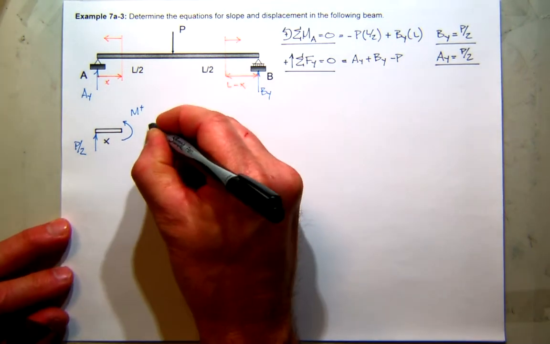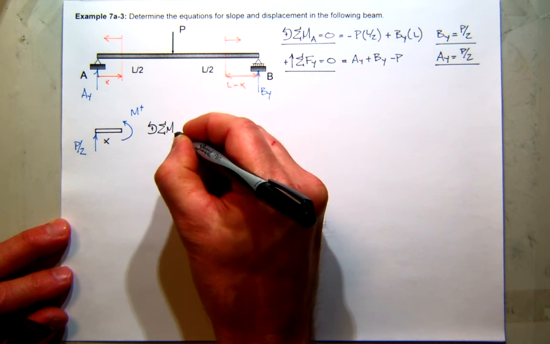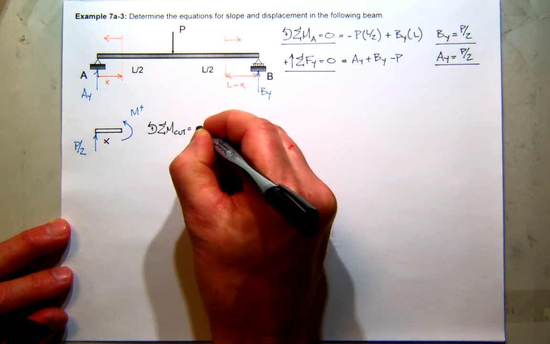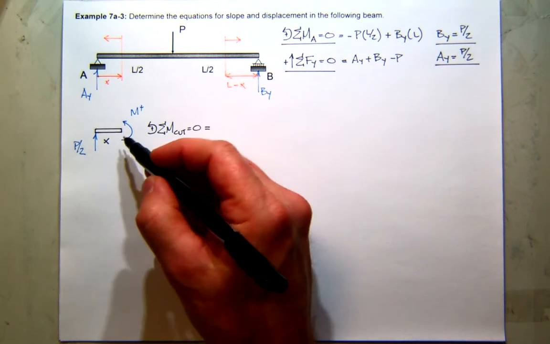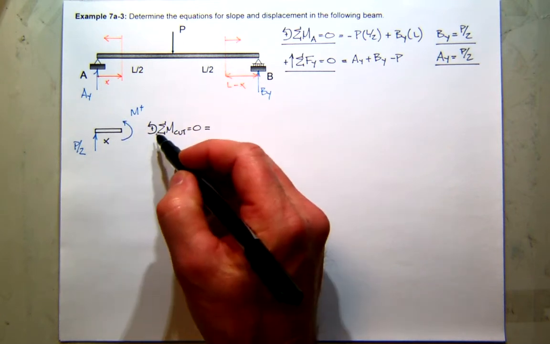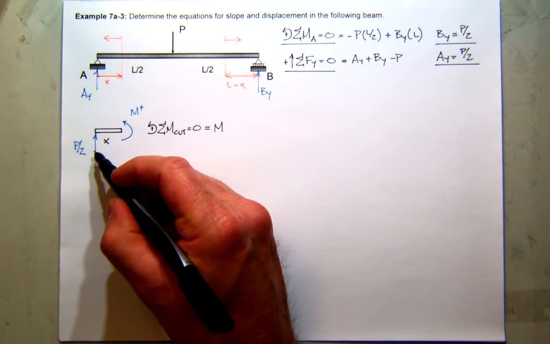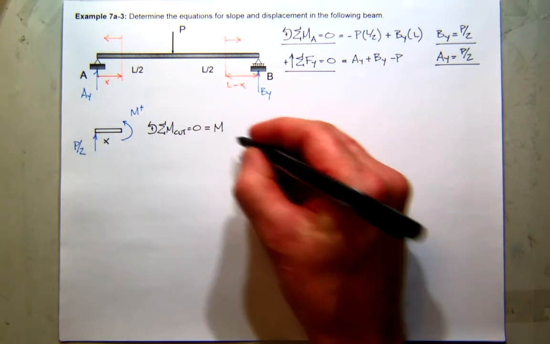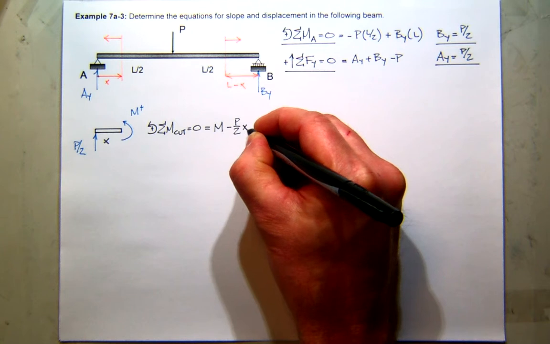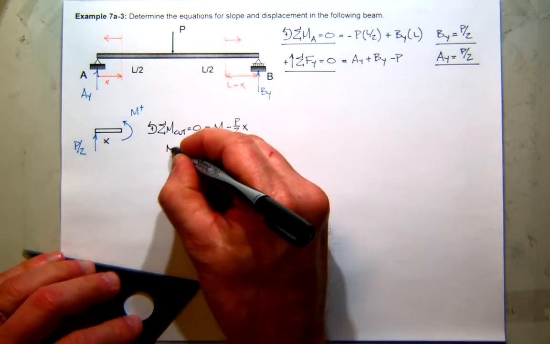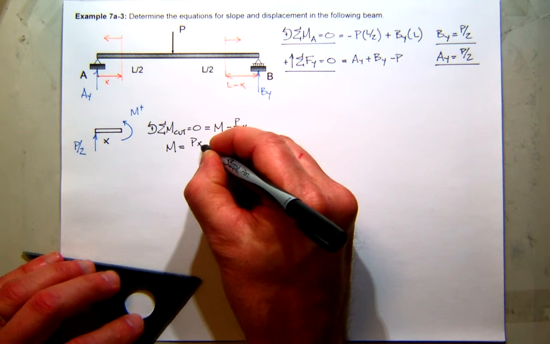So if I sum moments at the cut that I just made and make sure that's in equilibrium, what do I get? Well, there's my moment. It's the same as my sign, so that's positive. And the P over 2 force is creating negative moments. So that'll be P over 2 times X. So my moment for this first segment is just going to be Px over 2.